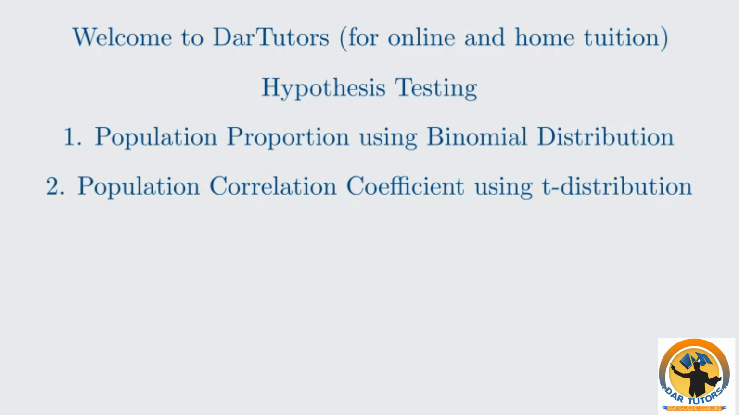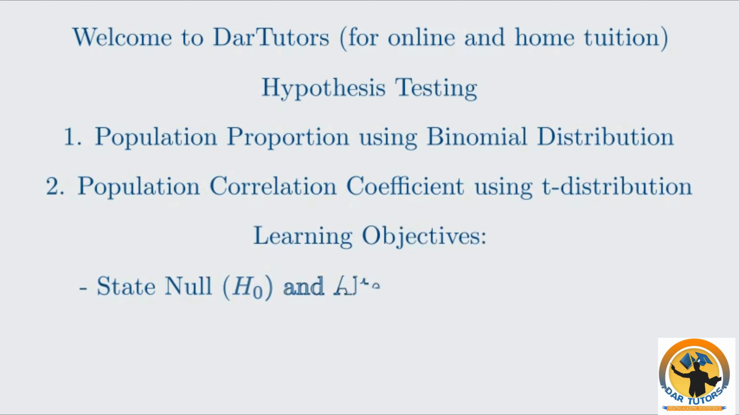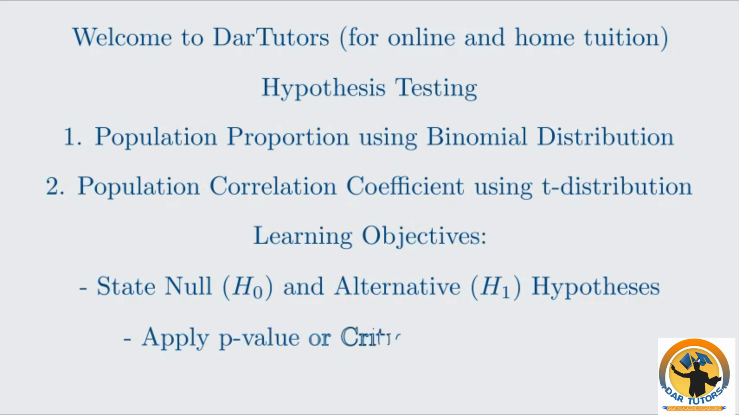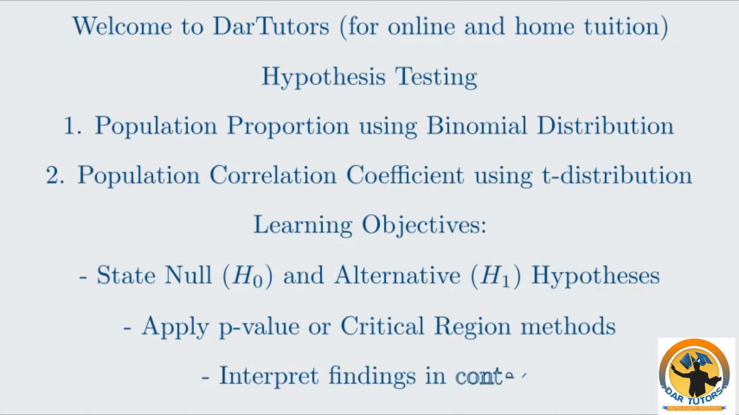For both of these topics, you will learn to, first, state the null and alternative hypotheses. Second, apply either the p-value method or the critical region method to make a decision. And third, interpret your findings in the context of the problem. This means translating the statistical conclusion back into a meaningful statement about the real world.